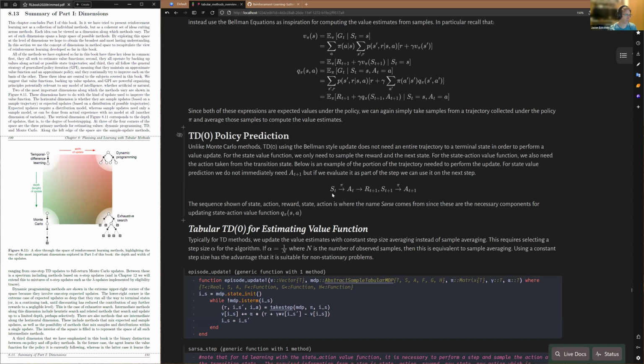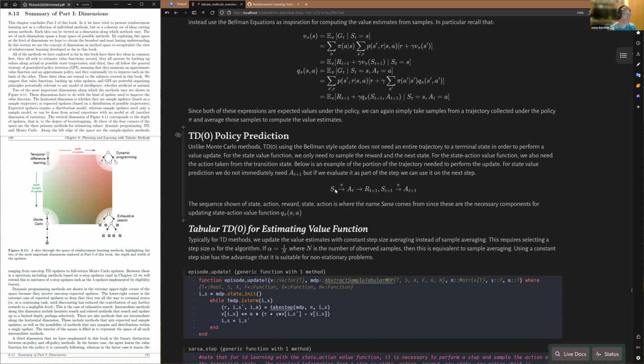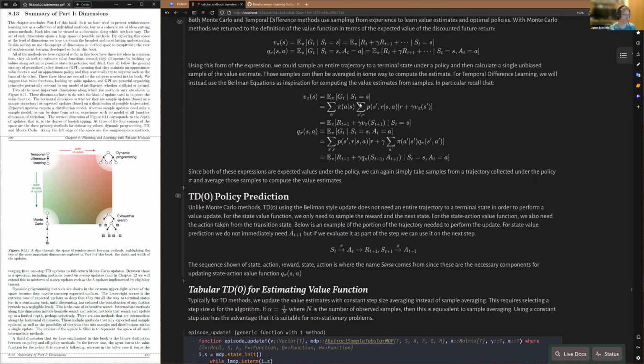And you can see here: state, action, reward, state, action. This is where the acronym SARSA comes from. If you see, it spells out SARSA. It just refers to this piece of the trajectory that we need to perform this update.